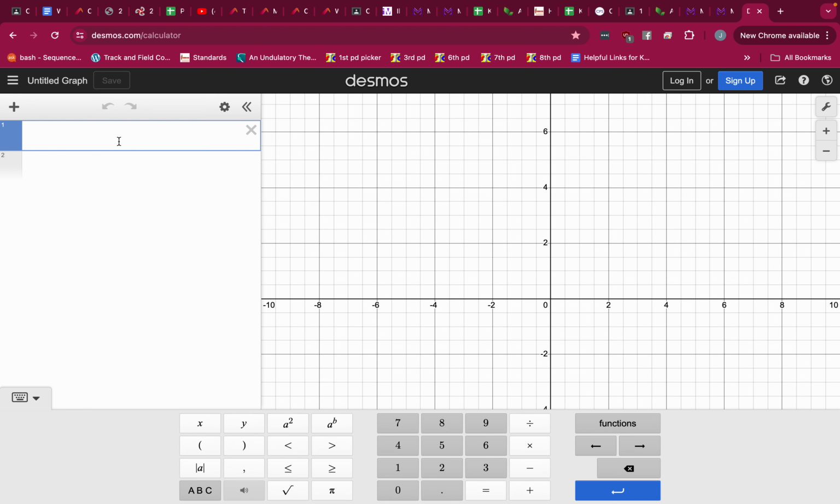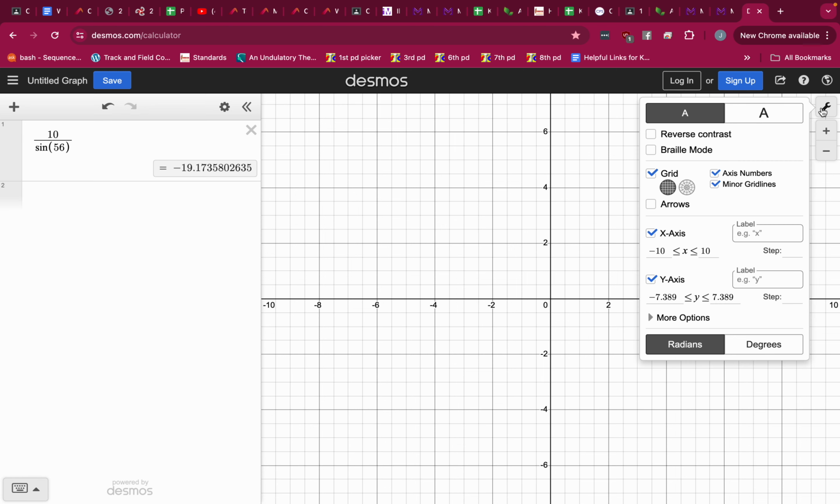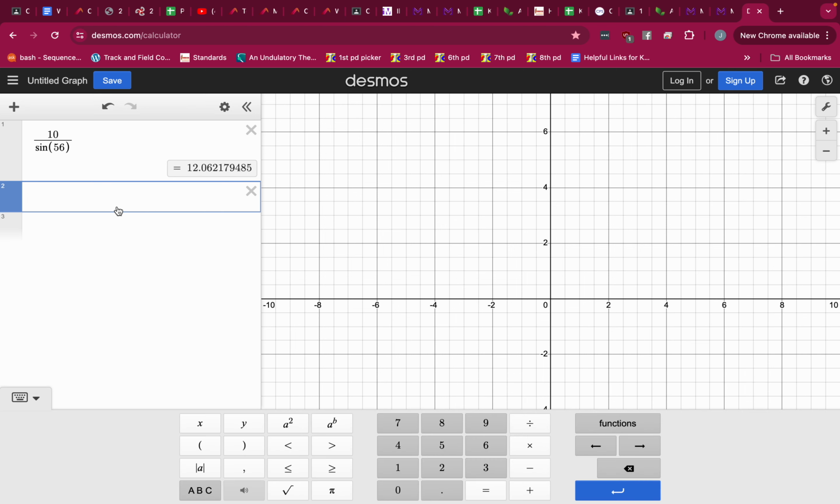Let's say you wanted to do 10 divided by the sine of 56 degrees. Now you may notice it's giving you the wrong answer. Here's the problem, it's not set into degrees. So simply click over here where it says graph settings, set it to degrees, and now it'll give you the correct answer, 12.06.